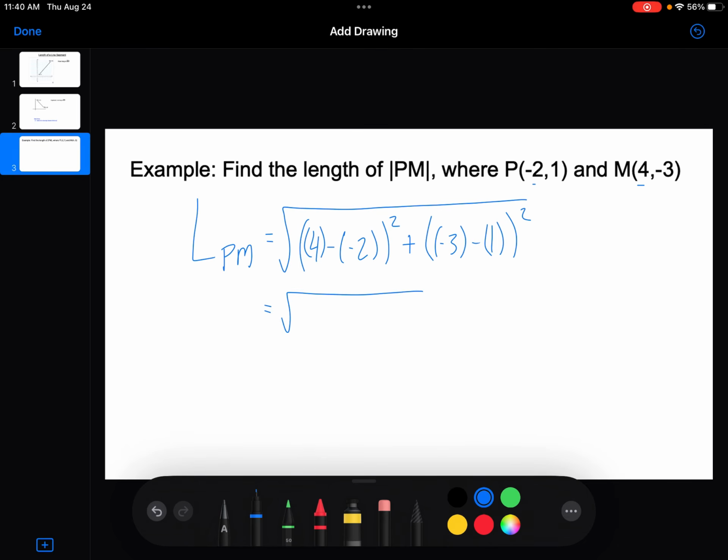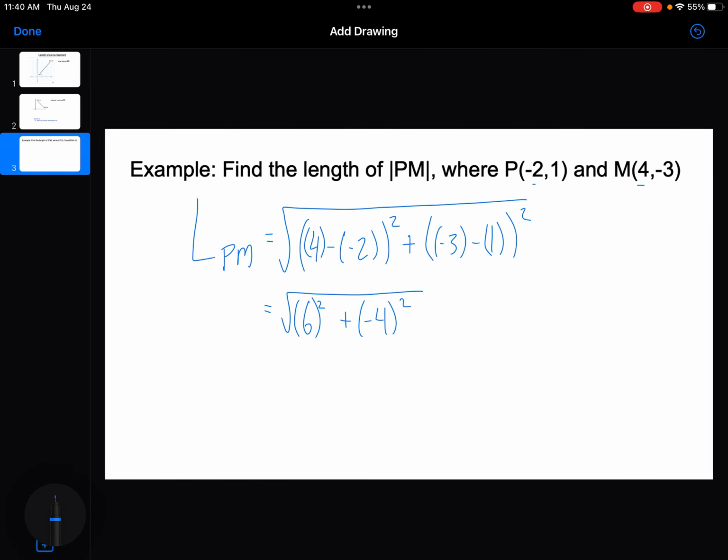squared. So this is going to end up being the square root. 4 minus -2 is 4 plus 2. So we've got 6 squared plus, and we'll put that in brackets, -3 minus 1 is going to give me -4. When I square that, it's going to become a positive number. So we're going to get the square root of 36 plus 16, which is going to be the square root of 52. Now we could always reduce this down.